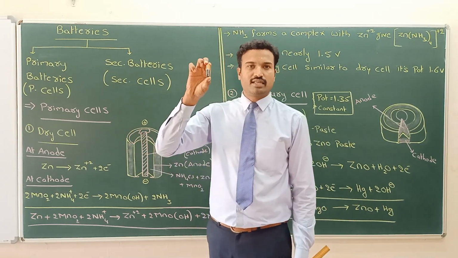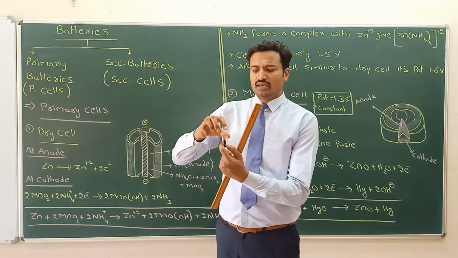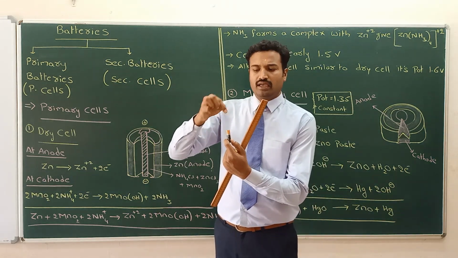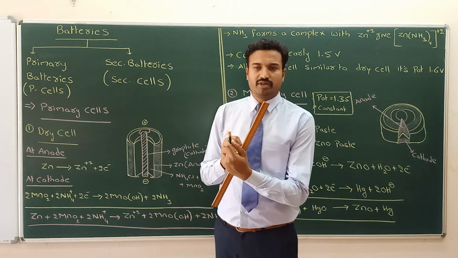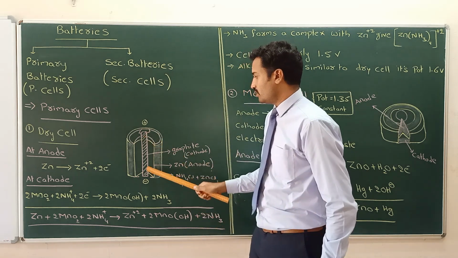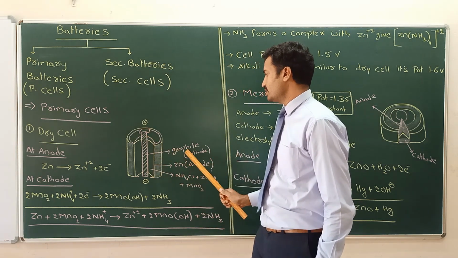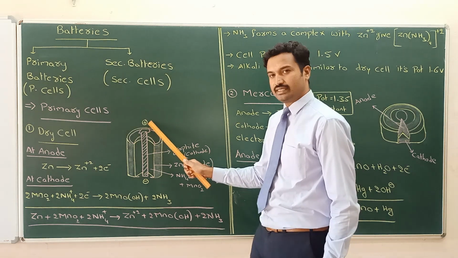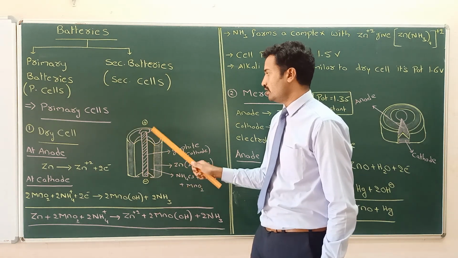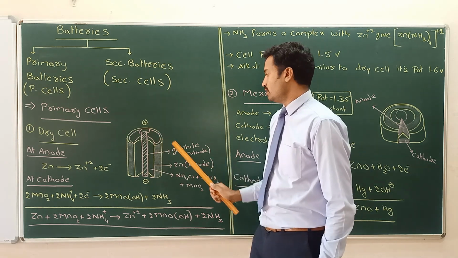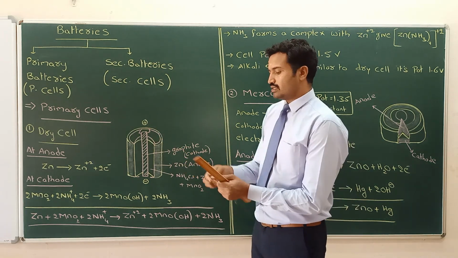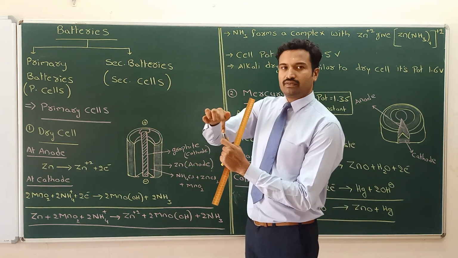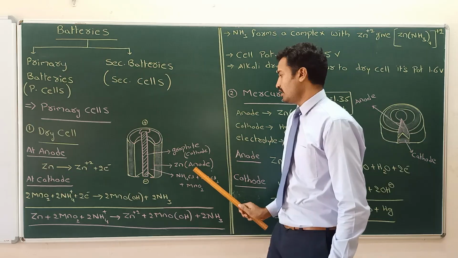This is one primary cell. Here, this one is a zinc vessel. Inside, a graphite rod will be there. This is a graphite rod. The graphite rod acts as a cathode. Cathode means the positive charge in an electrochemical cell. So this graphite rod is the positive end. It acts as a cathode. This is a zinc vessel, which acts as an anode.